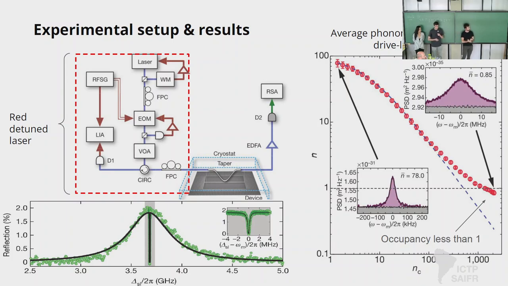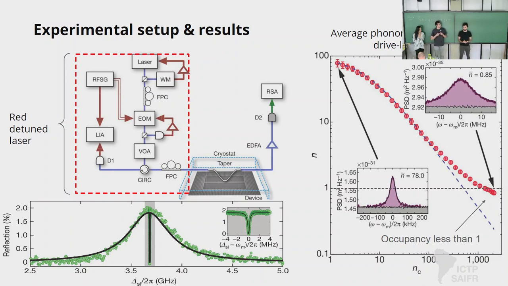Well, the experimental setup was a bit complicated, but it can be broken down into just a red detuned laser, a cavity that's in a cryostat that's being pumped with a fiber taper, and an optical reading from the cavity. Here is the reflection spectrum of the optomechanical device with the characteristic dip in reflection from resonance at 3.68 gigahertz.